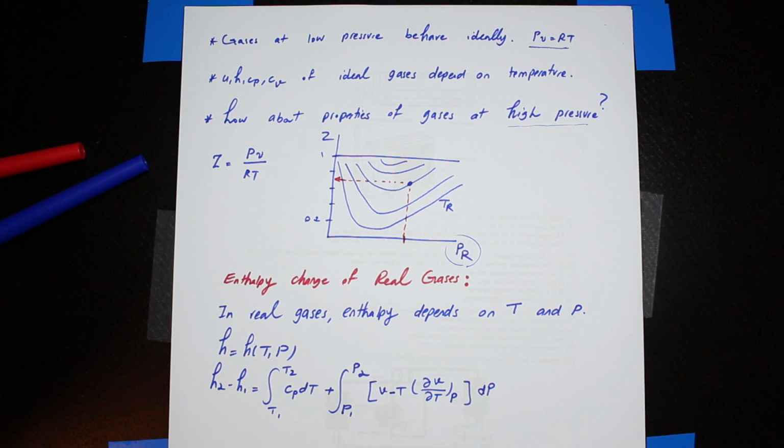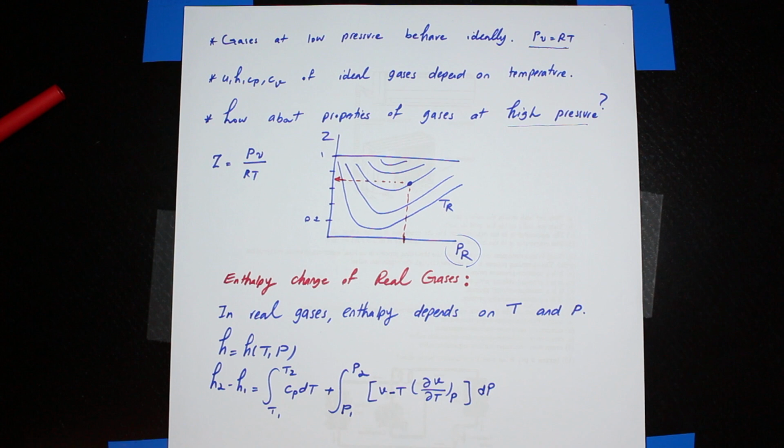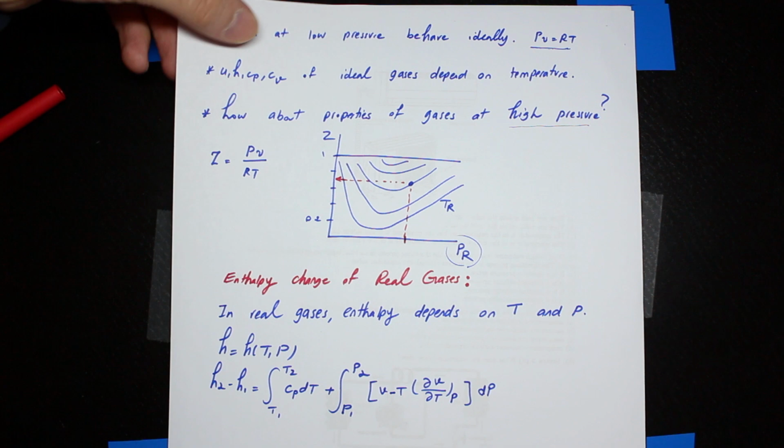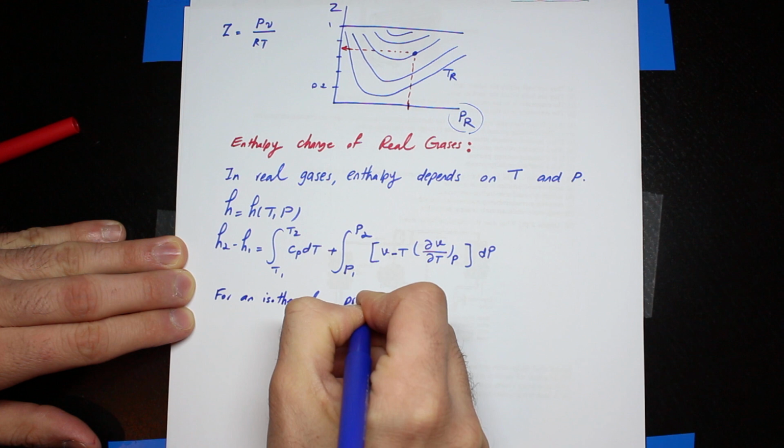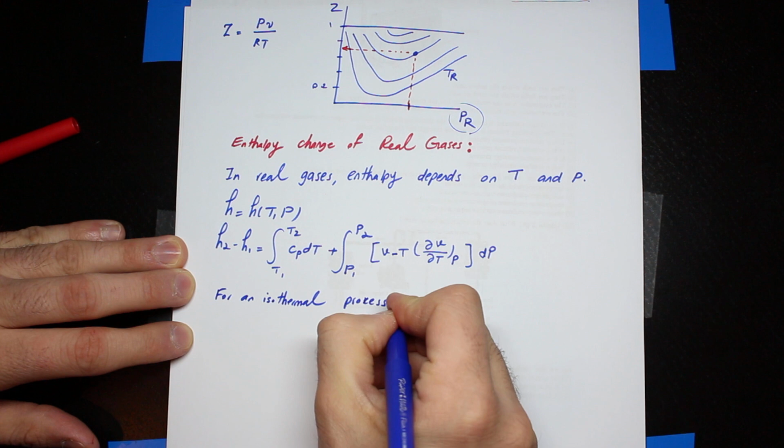Okay, so based on this equation, if we have an isothermal process, then dT is equal to zero, so the entire first term will be zero. Likewise, if we have a constant pressure, the entire second term is going to be zero. Okay, so for an isothermal process, and isothermal being a constant temperature, basically, dT is equal to zero. There is no change in temperature.